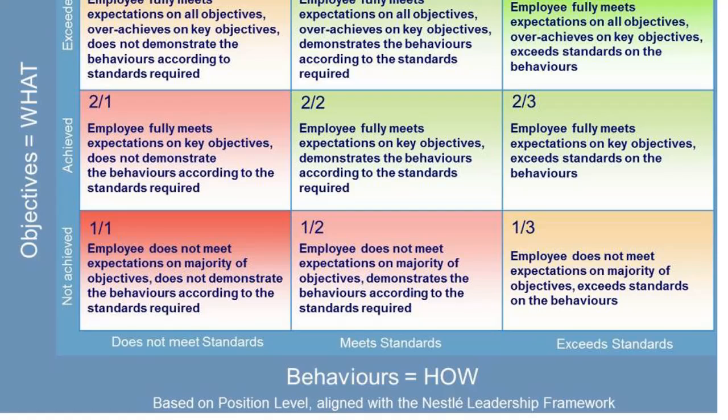So if an employee comes into one category, that is achieve the objectives but do not meet the standards. So the employee fully meets the expectation on key objectives, but does not demonstrate the behavior according to the standards required. So it is almost like a low performance.